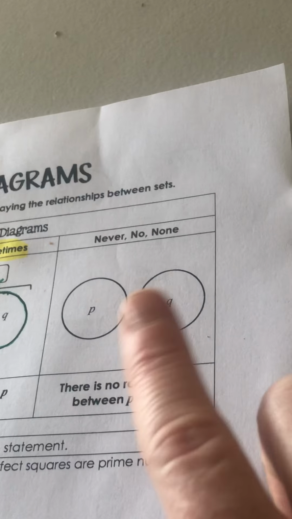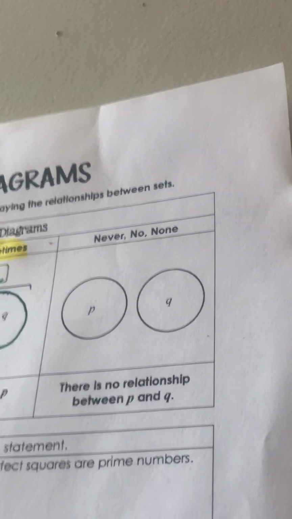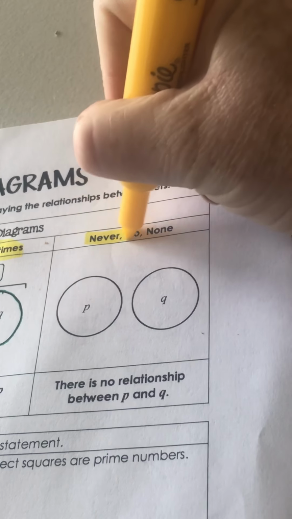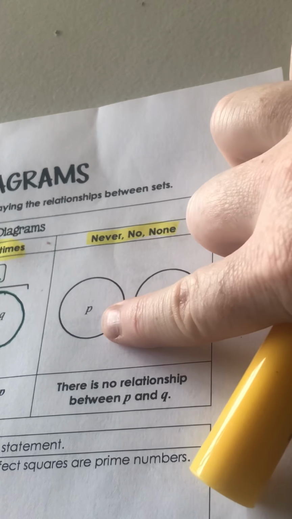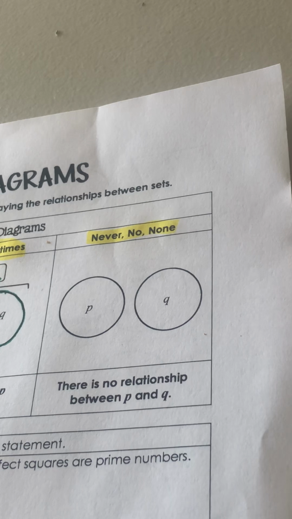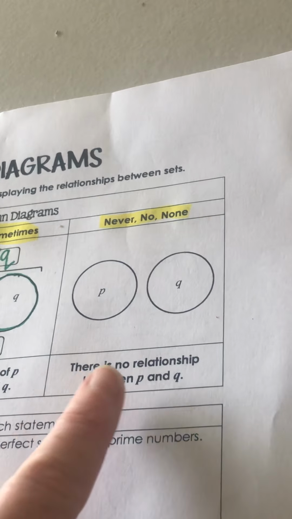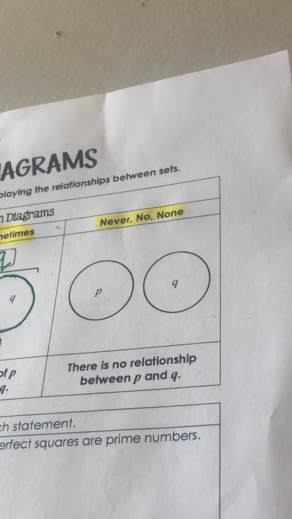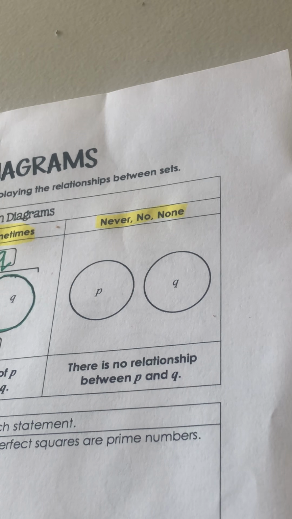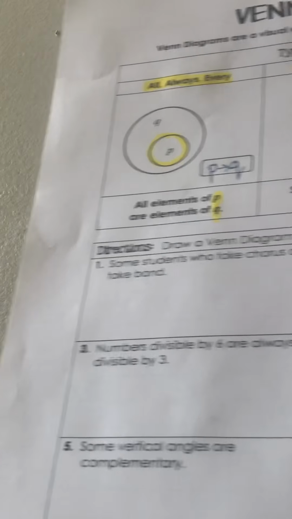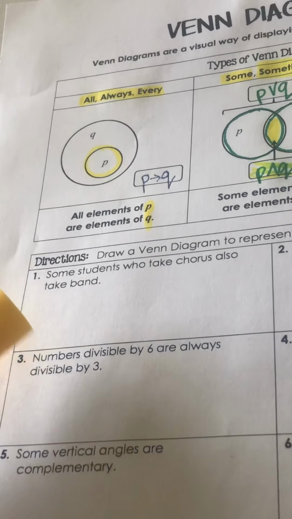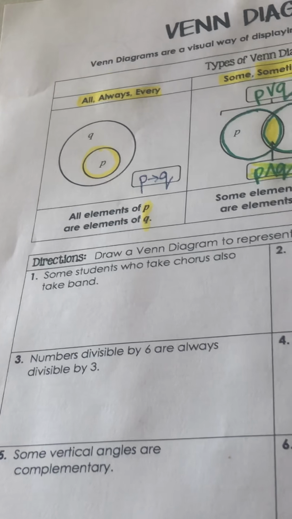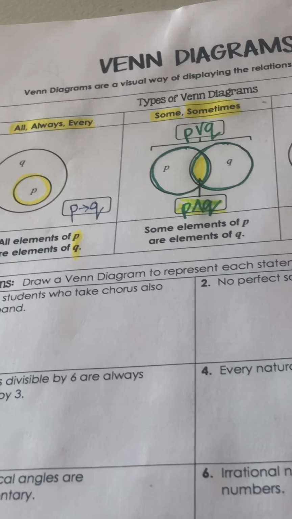Then finally, if we have no elements in common, never, no, or none, if you think about these circles, they don't overlap at all, or they don't touch at all. There is no relationship between P and Q, or if you want to think of it as they have nothing in common. All right? So let's look through those keywords and draw Venn diagrams to represent the statements, okay?